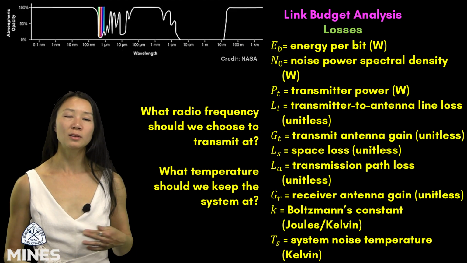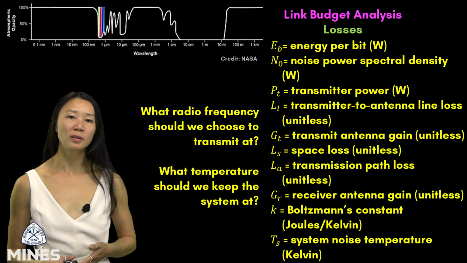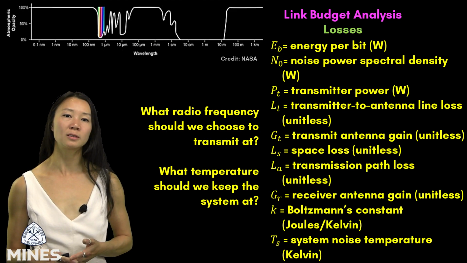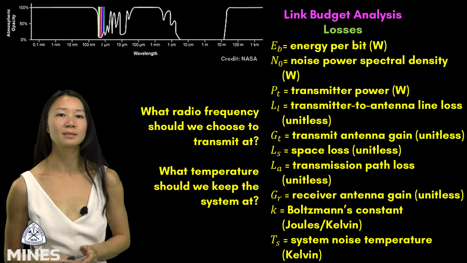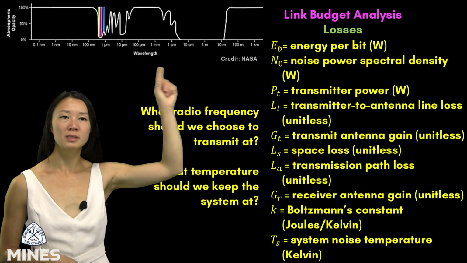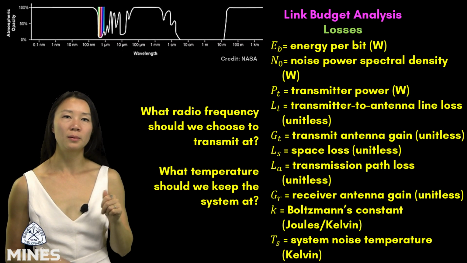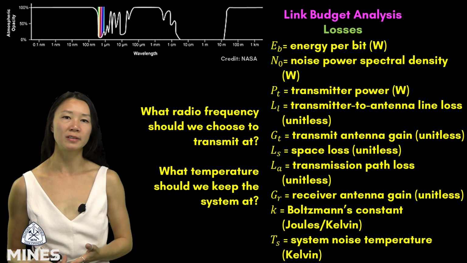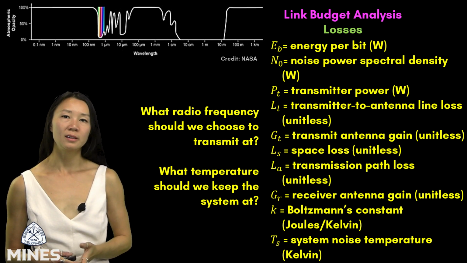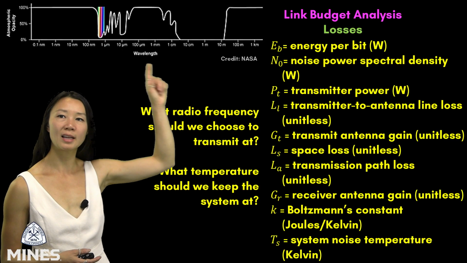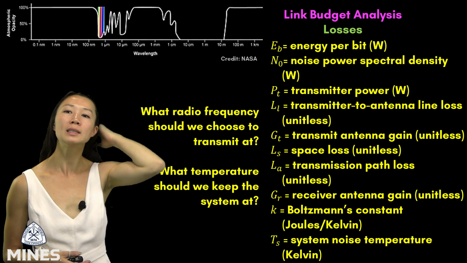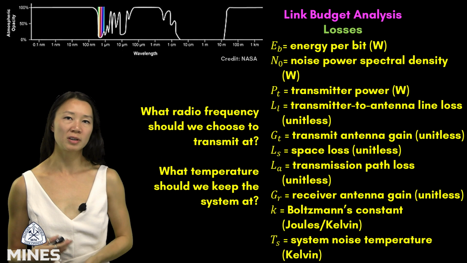It grows with the square of range. So the farther away your spacecraft is, the weaker the received signal is. There's another type of loss we need to consider, and that's where this plot comes in. This diagram shows atmospheric opacity, or how transparent Earth's atmosphere is to different wavelengths. You can see that certain frequencies, especially in the infrared and the ultraviolet, are completely blocked. That's your transmission path loss, or LA.